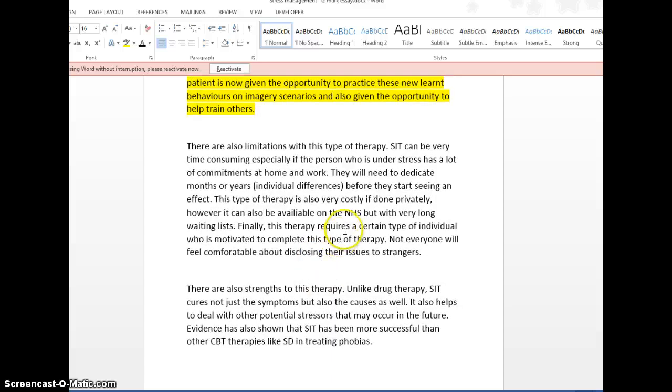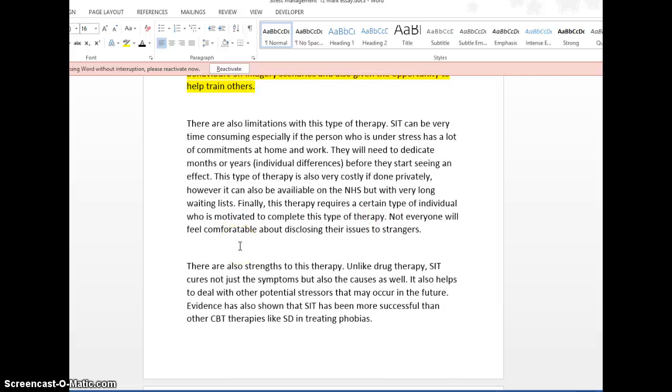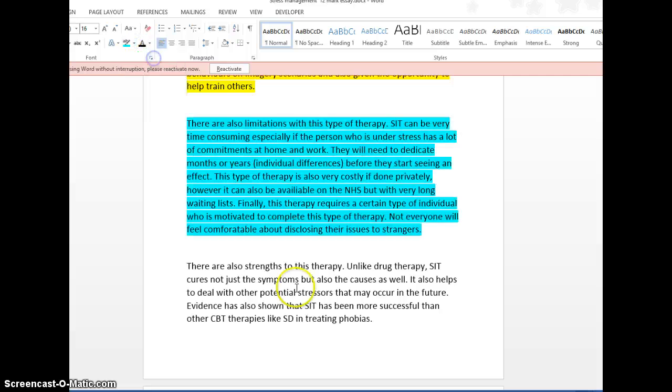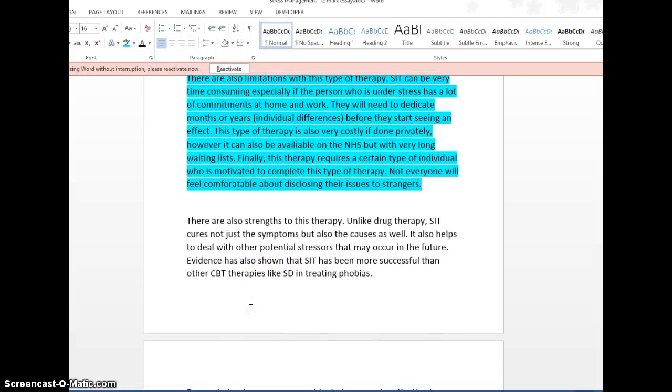It can be very, very costly if done privately. You can do an NHS, but very, very long waiting list, and the problems will still be there. And again, it's all about an individual being motivated to do this type of therapy in the first place. Yeah, some people just want to pop a pill. Yeah, let's be frank. And again, not everyone's going to feel comfortable disclosing their issues to strangers, the therapists, because they have to develop some kind of relationship. So all of that here will be my AO2, and then my strengths.